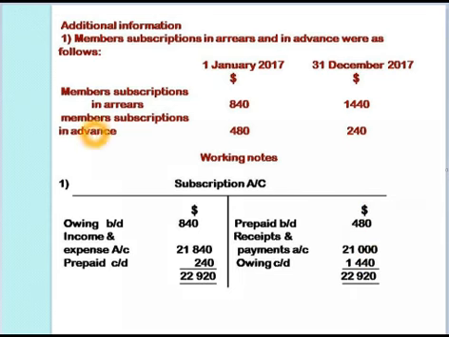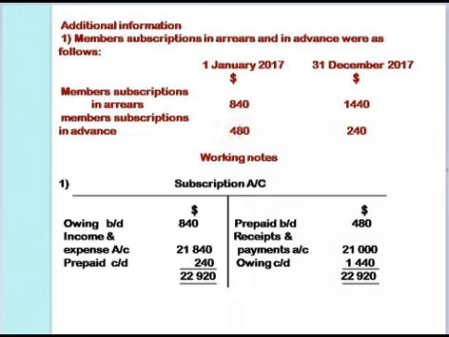And if we see here, then the next entry which is given is subscription paid in advance. On 1st January, this was the amount which was paid in advance. So that means last year the members have paid 480 in advance for the period of 1st January 2017 till 31st December 2017. So this is paid for the period for which we are making the subscription account.